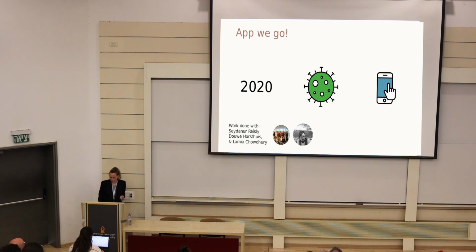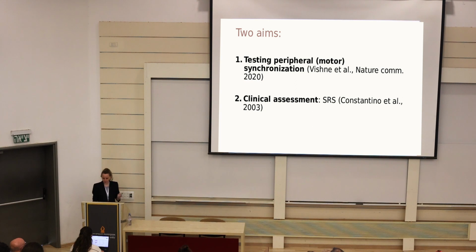Starting in 2020, following the challenges in recruiting participants due to the coronavirus, we started to develop the idea to extend our lab experiment and to develop a mobile application for behavioral experiments, with the idea of reaching a broad range of individuals in their natural settings without the need to bring them to the lab. We had two aims here. First, as I said before, to test periphery or motor synchronization, as, by the way, was done by Merav Ahissar's group, but not in a mobile application.